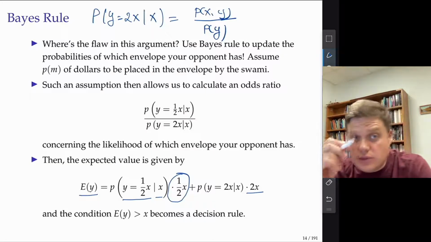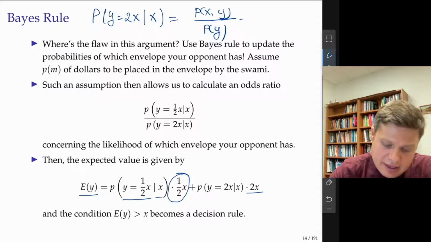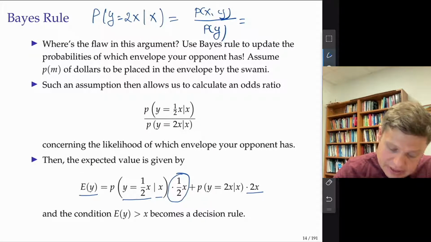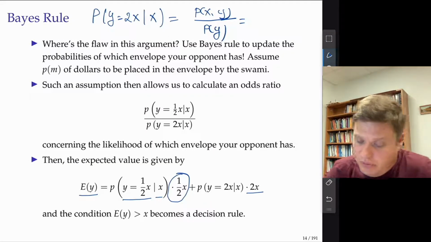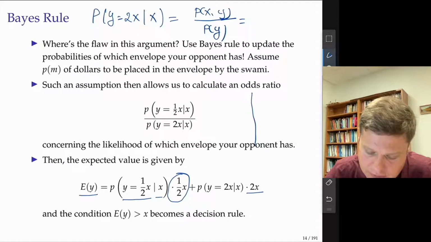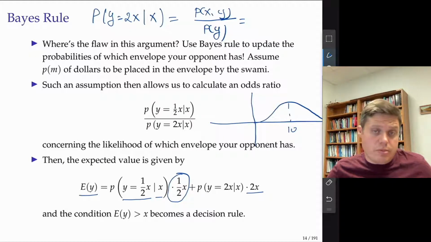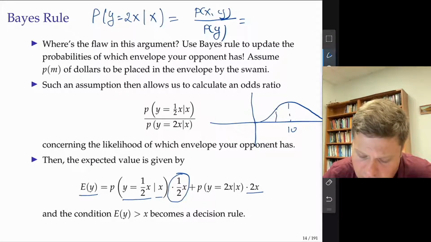So to do this type of calculation, you have to make an assumption about this joint probability p of X and Y. Let's do an example. Let's assume that the amount of money Swami puts into the envelope follows a Poisson distribution. And here's the density function that it follows. Let's say it's centered at 10, so 10 is the expected value for the amount of money Swami puts in either the X or Y envelope. And let's say you open your envelope and you find that you have $6 there.